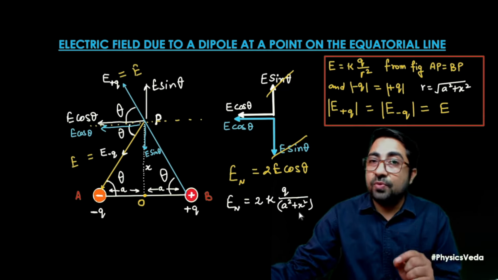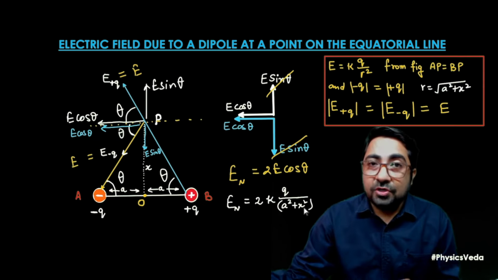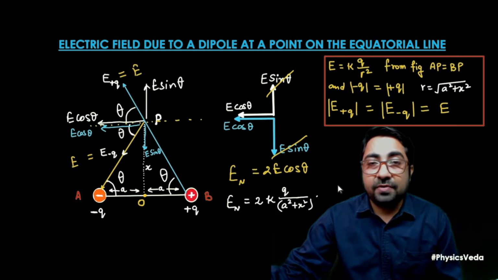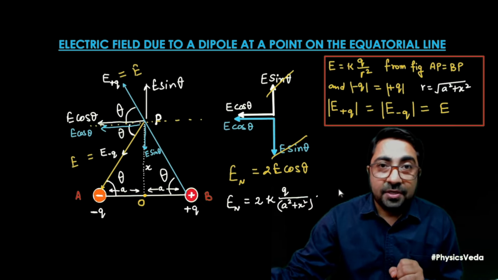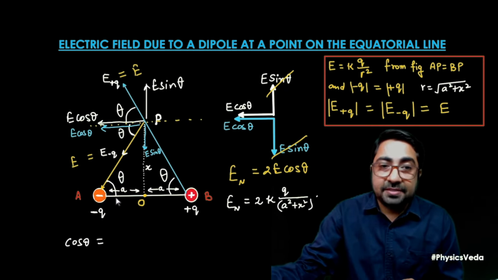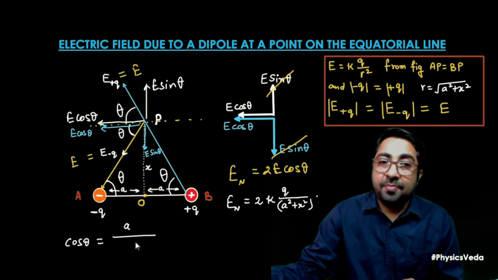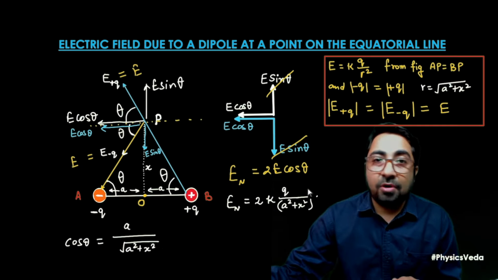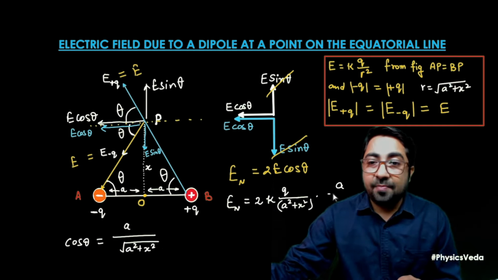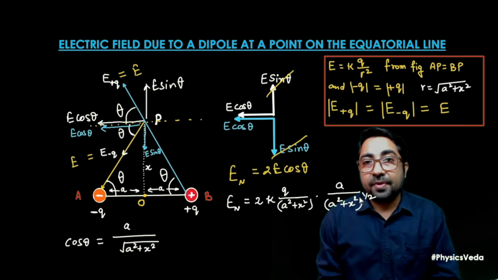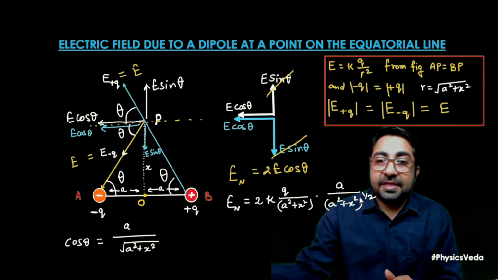Now putting all these values, we get a square plus x square, where the square root and the square cancel. The value of cos theta, from the diagram, is base upon hypotenuse. From the triangle, cos theta is equal to base over hypotenuse. The base is a and the hypotenuse is the square root of a square plus x square. Putting the value of cos theta, we get a upon a square plus x square, and in place of the square root I can write the power 1 by 2. Now let us further simplify the expression.